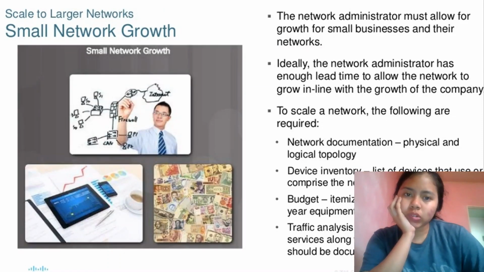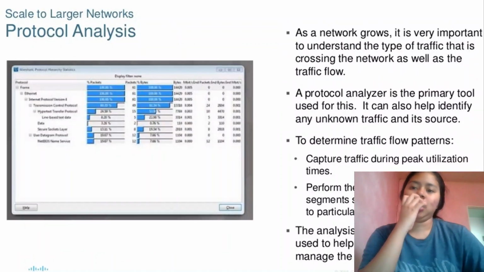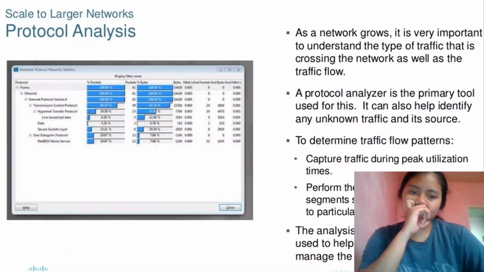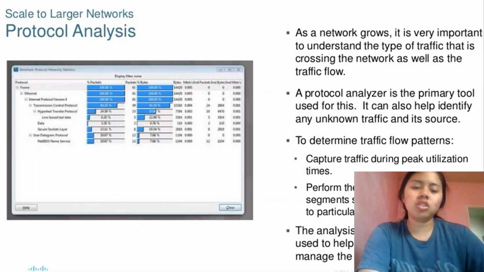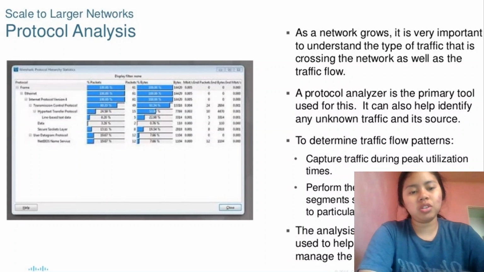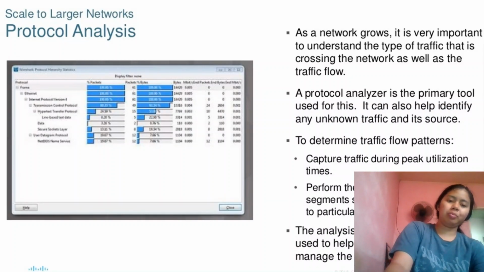Small network growth. To scale a network, the following are required: network documentation, device inventory, budget, and traffic analysis. Protocol analysis. You need to determine traffic flow patterns, capture traffic during peak utilization times, and perform the capture on different network segments, since some traffic will be local to a particular segment.